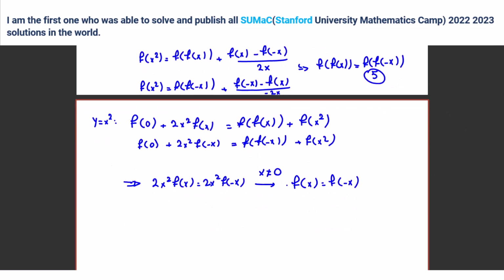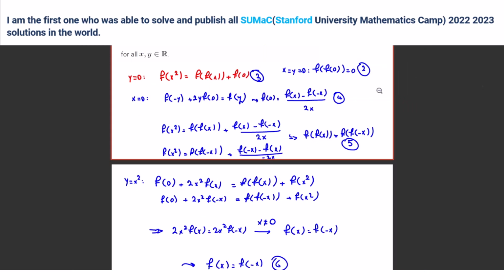Because if x is 0, both of them will be f of 0, right? So we can conclude always they are equal, right? So it's not important that x is 0 or not. We can conclude this. Good job. Then what?